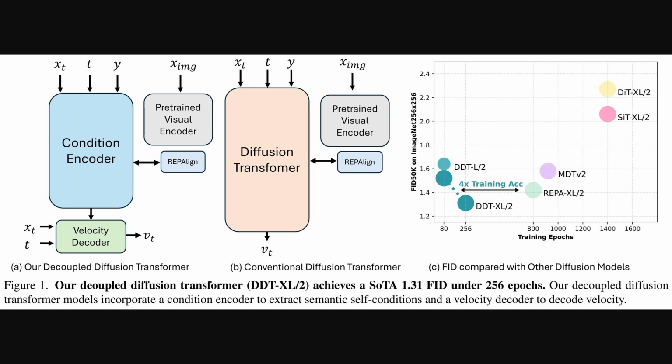Then, panel C shows a performance comparison. It plots the Fréchet Inception Distance, remember, lower is better, against training epochs. A training epoch, well, that's just one full pass of all the training data through the model. And you can see their Decoupled Diffusion Transformer, the DDTXL/2 model, achieves a really good low Fréchet Inception Distance with significantly fewer training epochs than other models like RIPA, about 4 times faster, which is quite impressive.